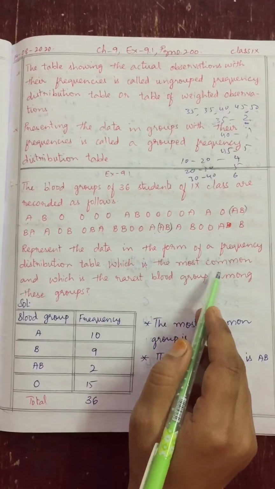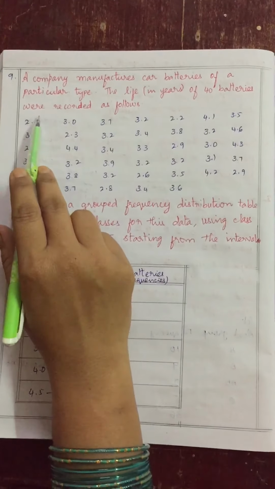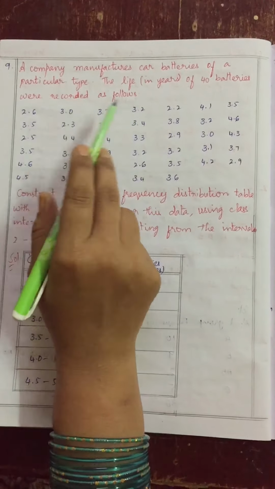A company manufactures car batteries of a particular type. The life in years of 40 batteries were recorded as follows. The life of a battery is given in years, children. 2.6 means 2.6 years, like that. 3.5, 2.5, he has given in such form. What is he still asking, children?